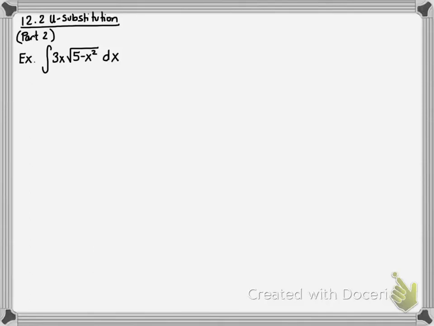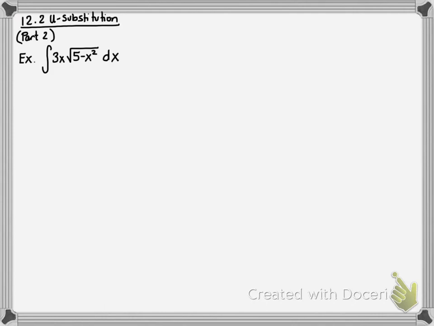Hi, in part 2 of section 12.2, where our topic is u substitution, we're going to look at two examples of antiderivatives or integrals where we are going to use u substitution to evaluate the integral. Our first example is the integral of 3x times the square root of 5 minus x squared.